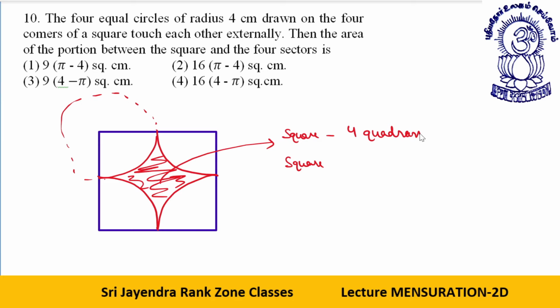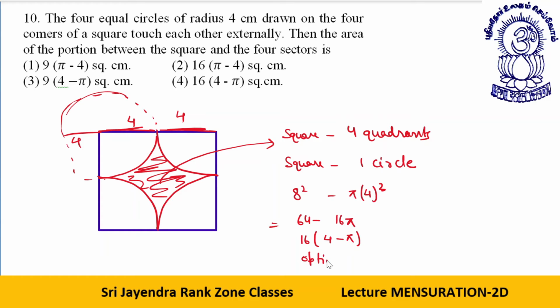4 equal circles of radius 4 centimeter on the 4 corners of a square. This much is 4. This much is also 4. So this is 8 square minus pi r square. Take 4 square common, or write 64 minus 16 pi, or take 16 common, 4 minus pi. Do we have any such option? Yes. Option number 4 is the answer. I hope this much is clear to all of you. Okay. Next one.